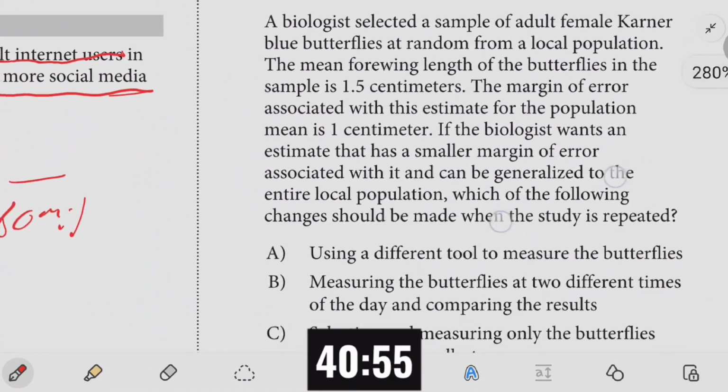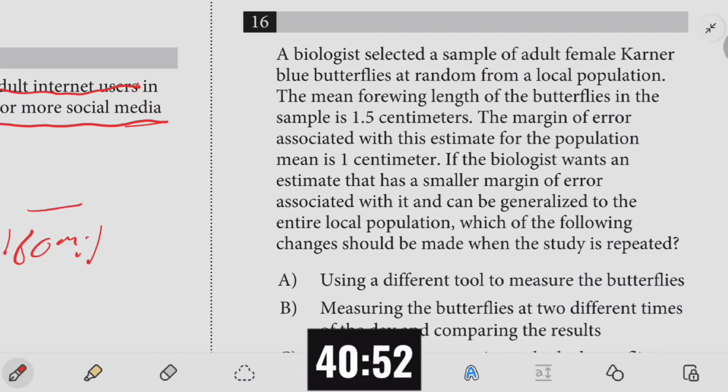Oh god. Really wordy one. A biologist selected a sample of adult female Carnera blue butterflies at random from a local population. The mean forewing length of the butterflies is 1.5 centimeters. The margin of error associated with this estimate of the population mean is 1 centimeter, so plus or minus 1 centimeter. A biologist wants an estimate that has a smaller margin of error associated with it, and that can be generalized to the entire local population. Which of the following should be changed in the study?